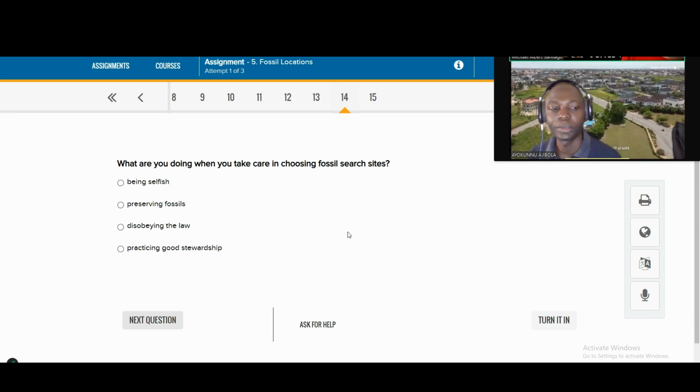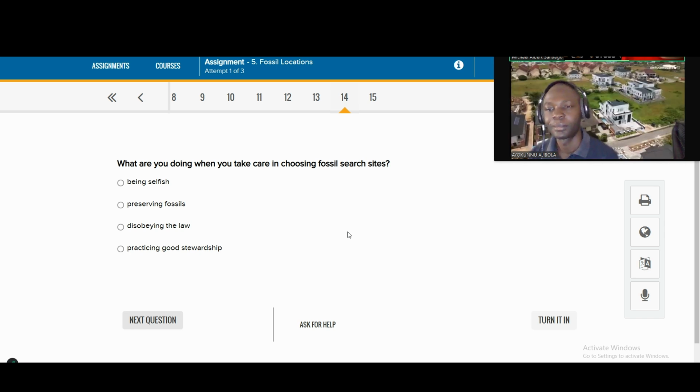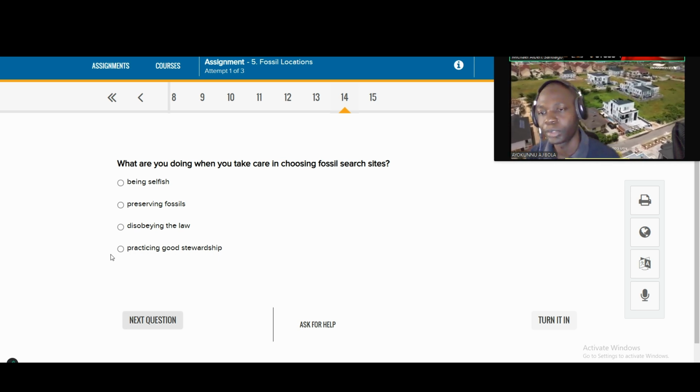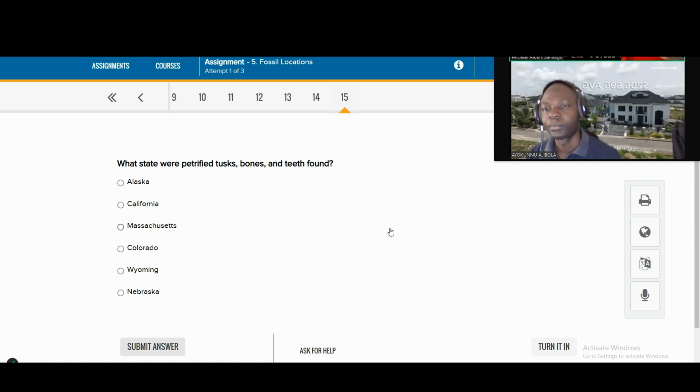Miggy, read the next question. What are you doing when you take care of the environment yourself? Practicing good stewardship. Practicing good stewardship. Okay, that's correct.